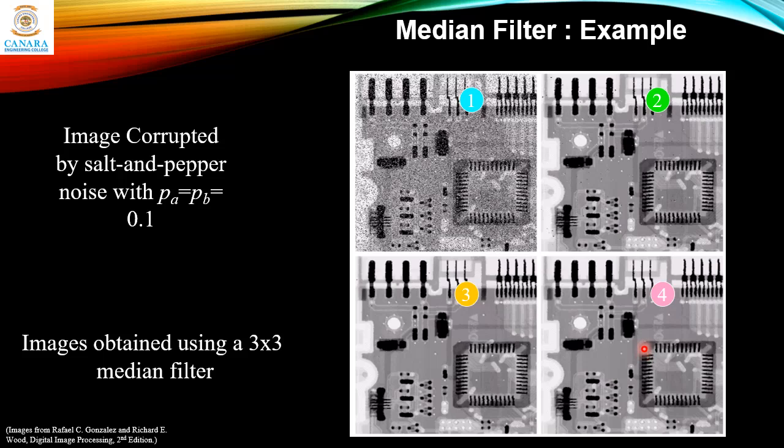And we need to keep in mind that repeated passes of median filter tend to blur the image, so it is desirable to keep the number of passes as low as possible.